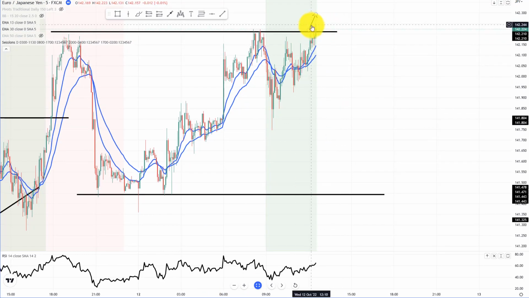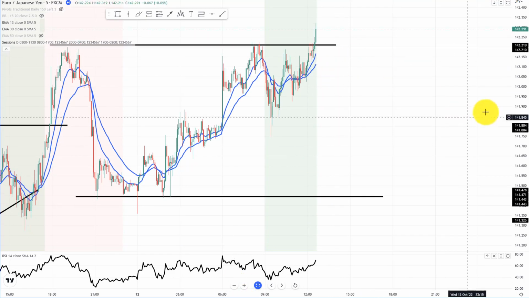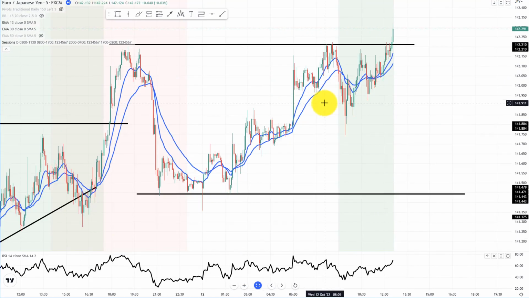Do we get the breakout? Not a strong enough breakout for me here. I definitely would wait one more candle. We're getting close to New York open. That would be, yes, that's a nice candle breakout.